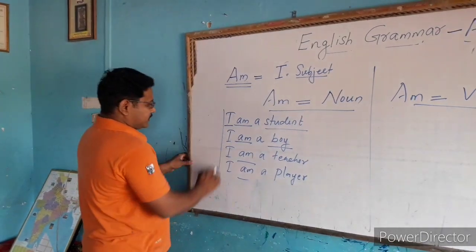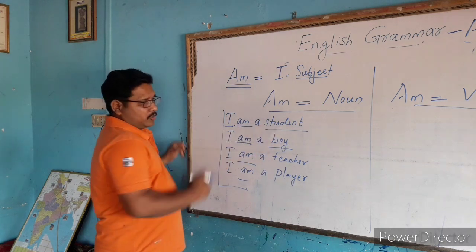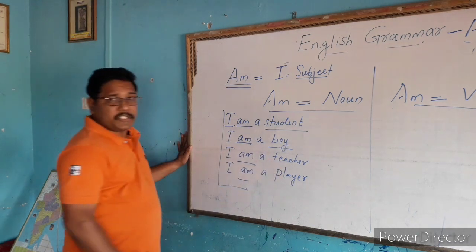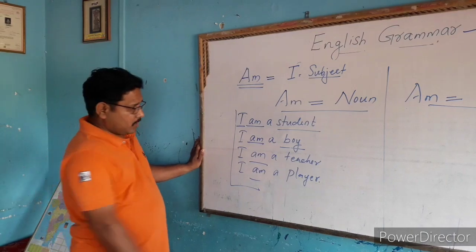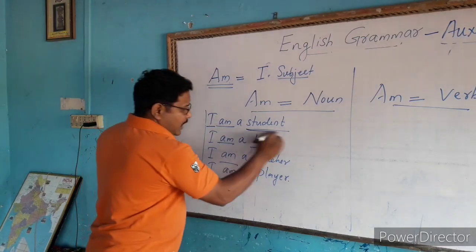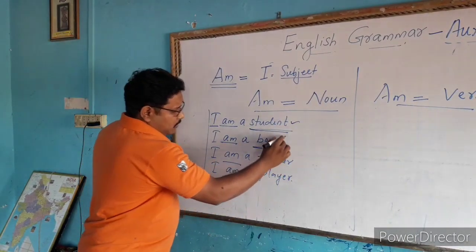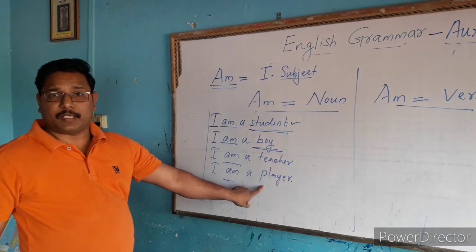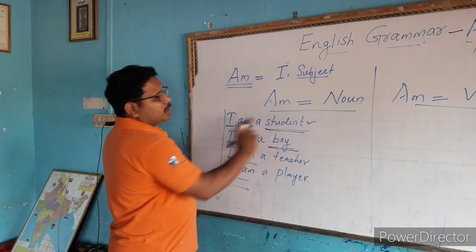See, these four sentences we use only with I. I am a student. I am a boy. I am a teacher. I am a player. There are four sentences. So am with noun. This is a noun. This is also a noun: student, boy, teacher and player. These are nouns. So am with a noun.